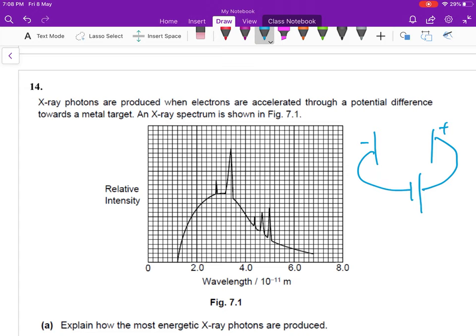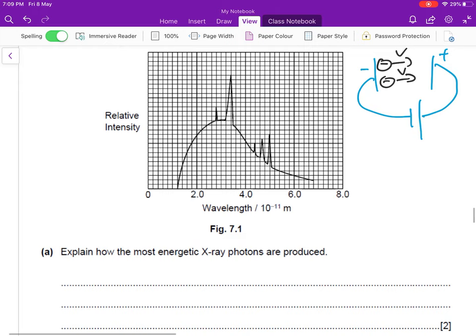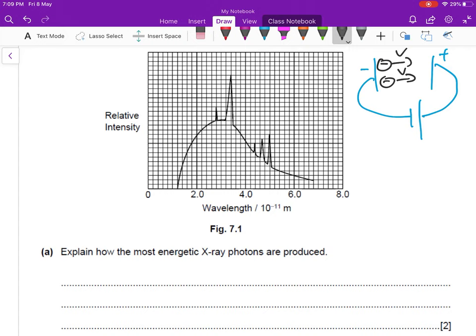Okay, the next one is an X-ray graph. Electron first of all will accelerate through a potential difference of how much, I also don't know. So the electron first accelerates through your potential difference. X-ray is shown in figure 7.1. So explain how the most energetic X-ray is being produced.